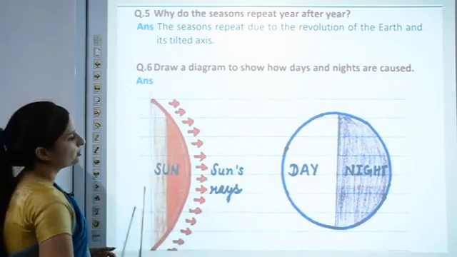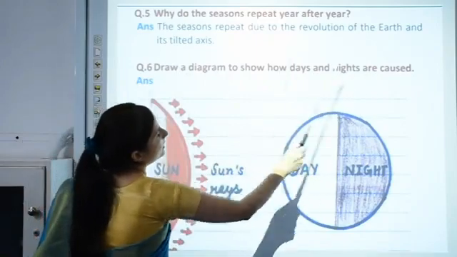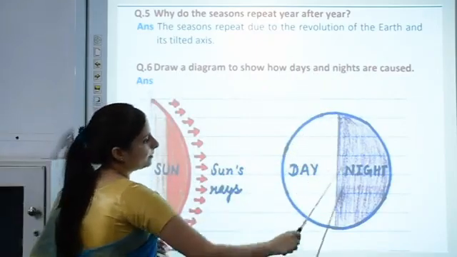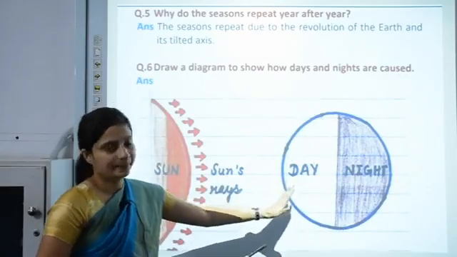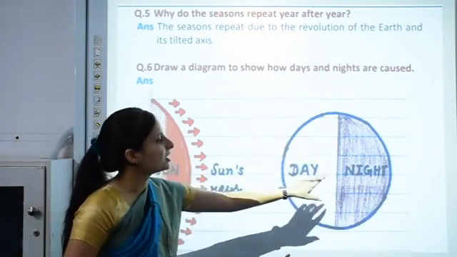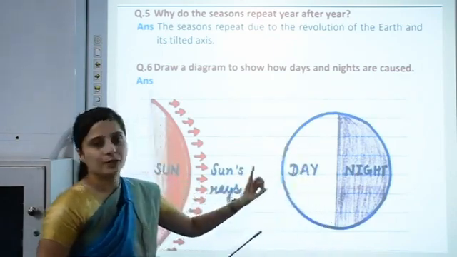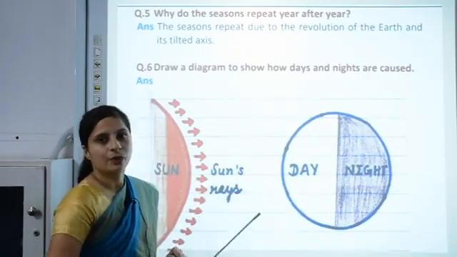Now, you have to draw this diagram. Draw a diagram to show how days and nights are caused. Here you have sun, earth. The part of the earth which is facing towards the sun will have day, whereas the part of the earth which is away from the sun will have night. And as the earth rotates, night will change to day and day will change to night.